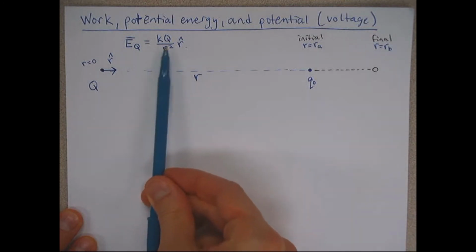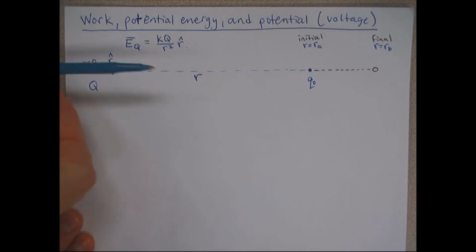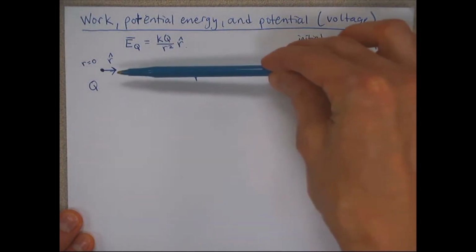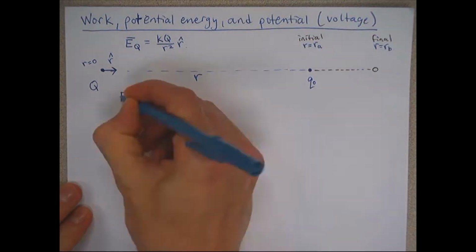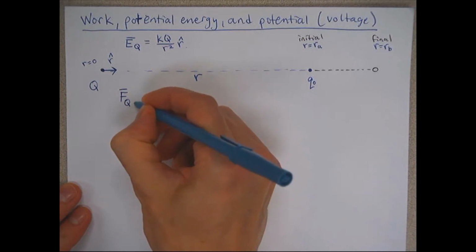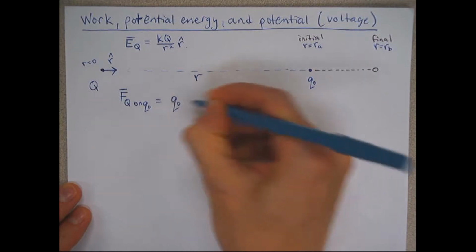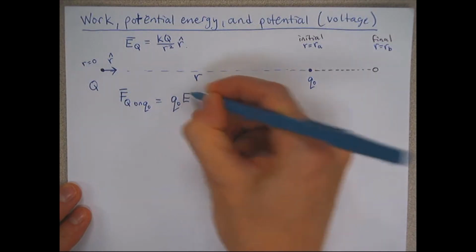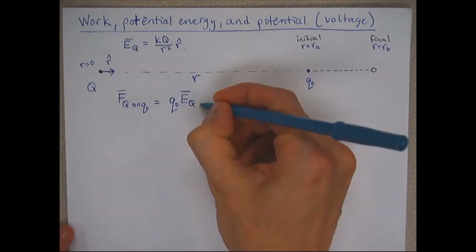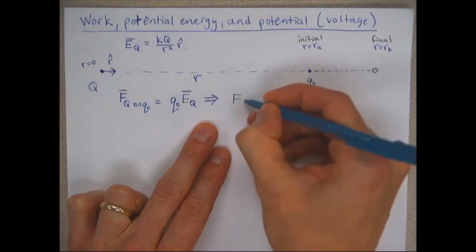This expression is valid for either a positive Q, which would point in the plus r hat direction, or a negative Q, which would cause the vector E field to point in the negative direction. What force is the source charge placing on the test charge? We know that's q of the test charge times E created by the source charge. That's a vector expression in terms of the magnitude of that force.